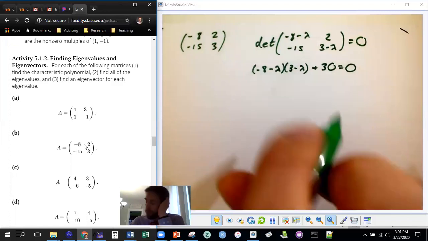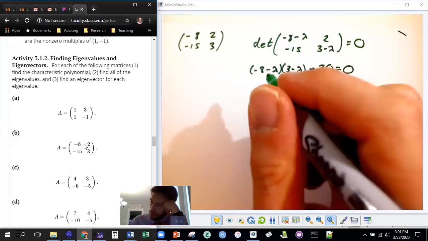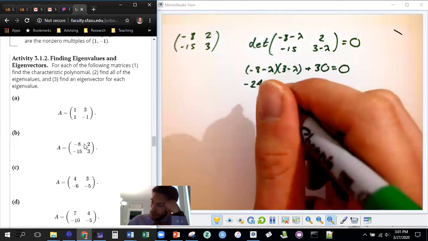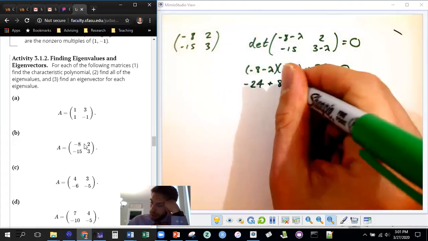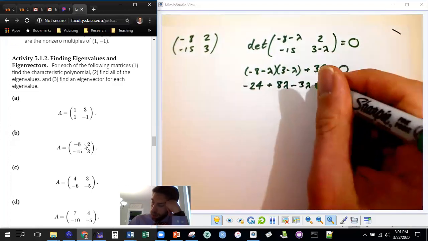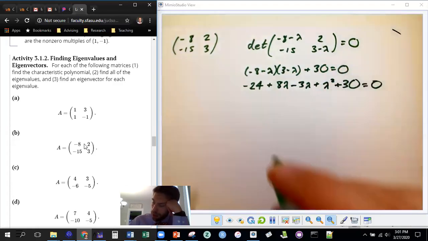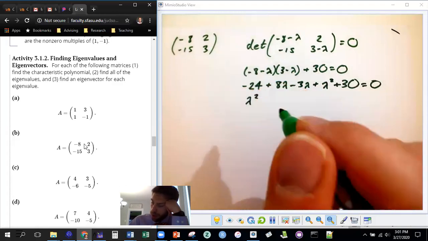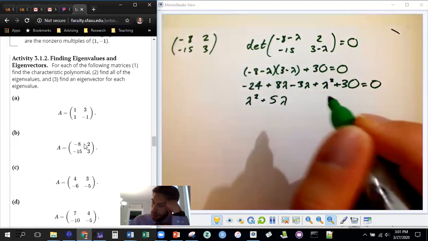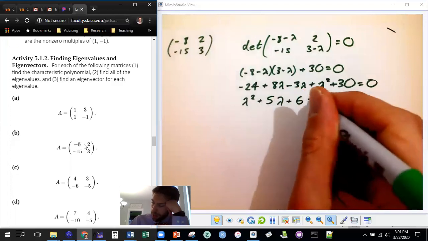Okay, well, here it's time to FOIL. -24 is the first term, outside term plus 8 lambda, inside term minus 3 lambda, last term plus lambda squared, plus 30 equals 0. Let's rewrite it the normal way. So lambda squared, 8 minus 3 is plus 5 lambda, and then 30 minus 24 is plus 6 equals 0.